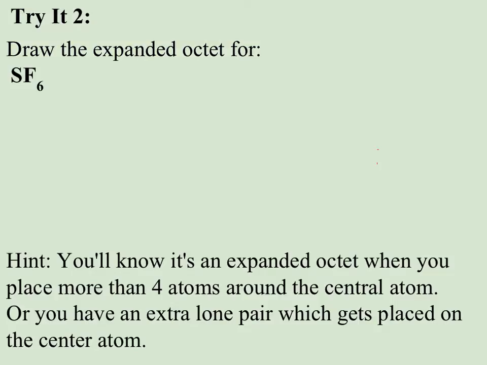So here's an example for you to try. I've got SF6, and again, the hint is that you'll know it's an expanded octet when you place more than 4 atoms around the central atom, or you have an extra lone pair, which will have to get placed on the center atom. So go ahead and pause here and try this yourself. So for SF6, I have 6 electrons for the sulfur. I have 7 for each of the fluorine, so this is a total of 48 electrons.